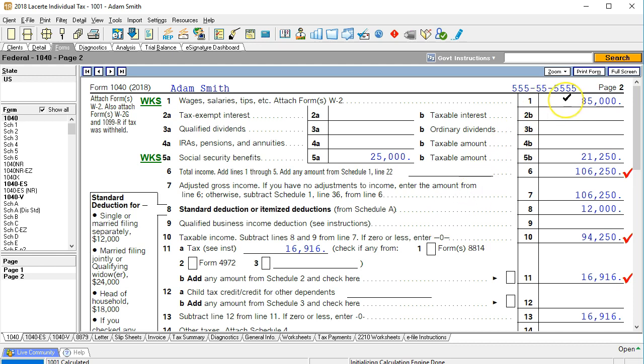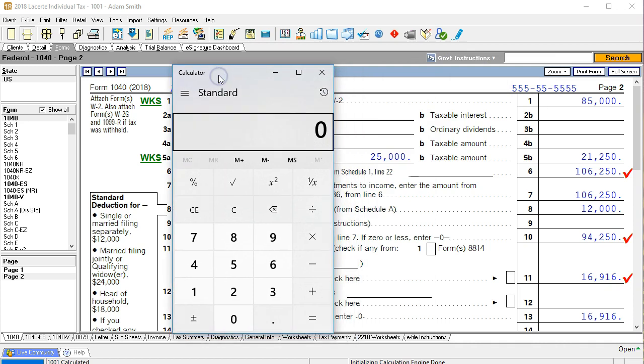Now, if we increase our income again, now we have 85,000 of wages. We still have the same Social Security of the 25,000, and we can see that we have an increase in the amount that's going to be included in the taxable amount of 21,250. Now, the 21,250 divided by the 25,000 we received is 85%. And that's basically going to be the maximum amount.